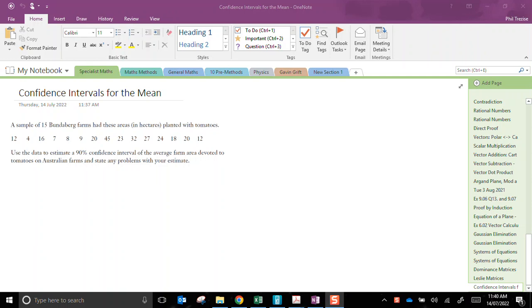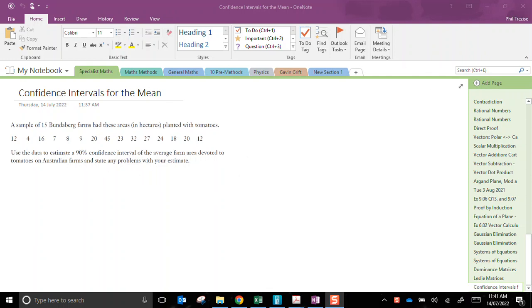So here's an example question. We have 15 different farms in Bundaberg. Well, that's a sample of 15. There's probably a lot more than 15 different farms. And they're talking about how much area they had planted with tomatoes. There's the numbers, and they're in hectares. We have to use this data to estimate a 90% confidence interval for the average farm area devoted to tomatoes in Australian farms, and then state any problems with our estimate.